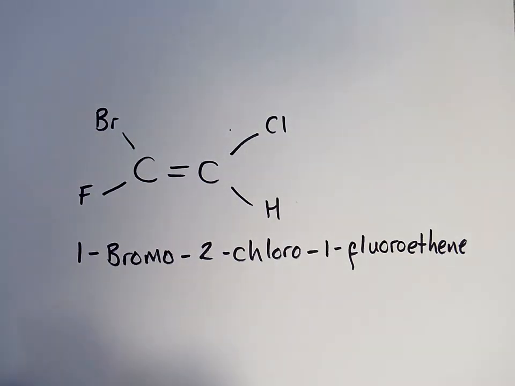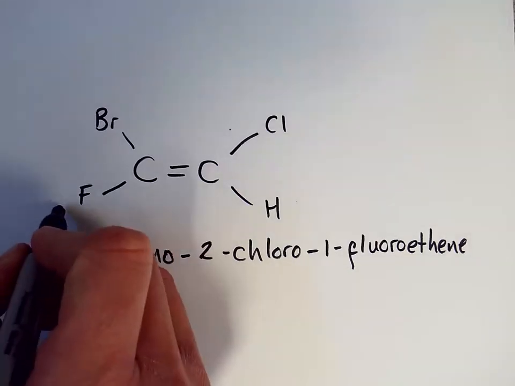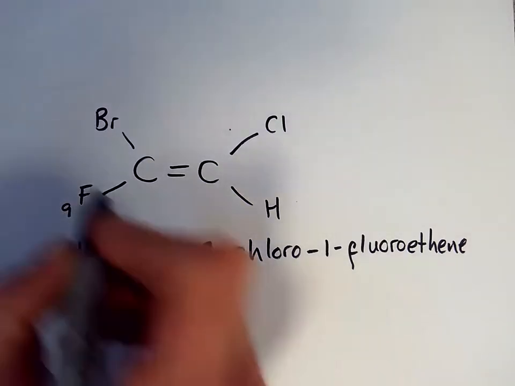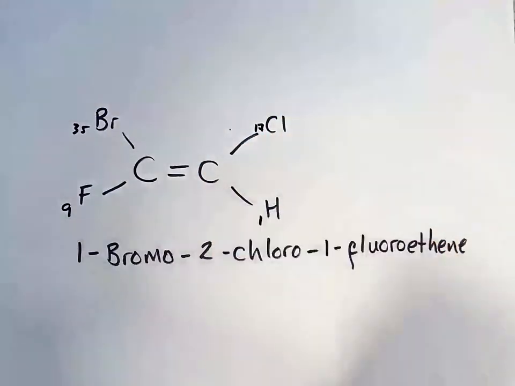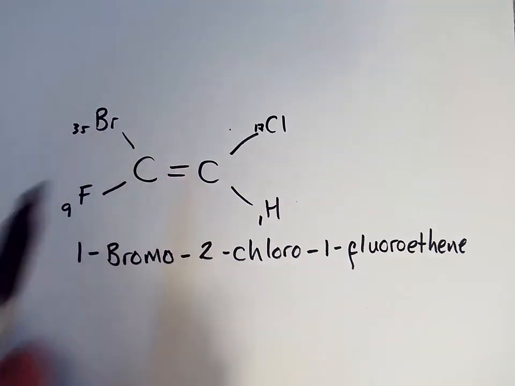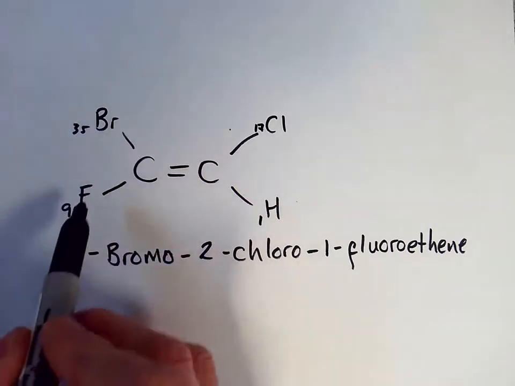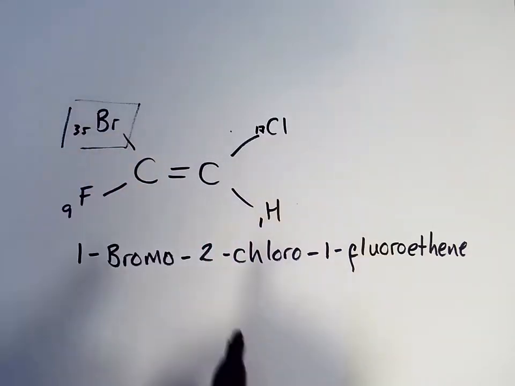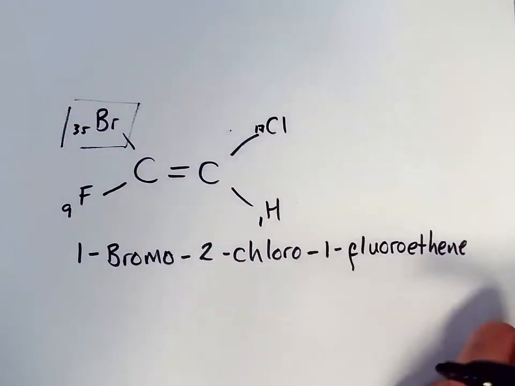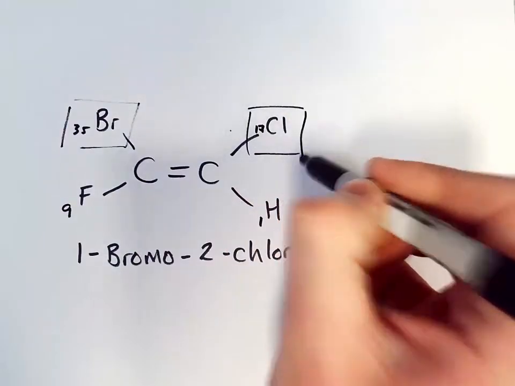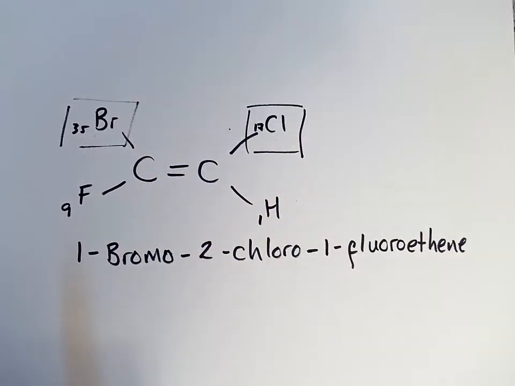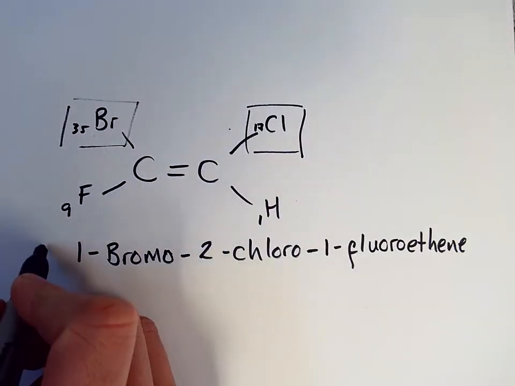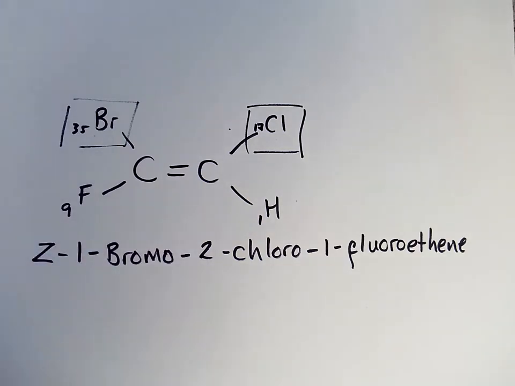So let's have a little look at the atomic numbers of each of these elements here. So fluorine is a 9, bromine is a 35, and chlorine is a 17, and hydrogen is a 1. So having a look at this carbon on the left here, first of all, it's a 9 or a 35, so the bromine is of the highest priority. And looking at this side over here, we have a 17 and a 1, so it's the chlorine which is of the highest priority. In this case here, both of the high priority groups are on the same side of the double bond, so at that point we apply a Z to the beginning of our name, and this becomes Z-1-bromo-2-chloro-1-fluoroethene.